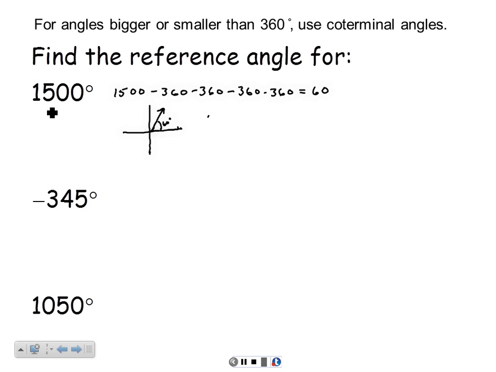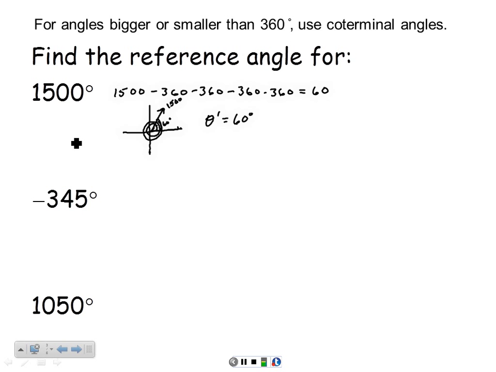Alright, so theta prime, this is going to be 1500 really, because we're doing 4 rotations, 360 around and around. But the reference angle is going to be that 60 degree angle. So the coterminal angle and the reference angle is actually going to be that 60 degrees, because it has to be made with the terminal side and the x-axis. So actually the coterminal angle is the reference angle this time.